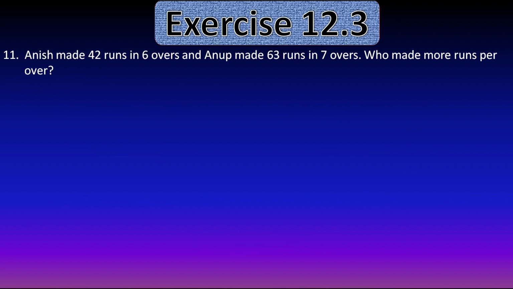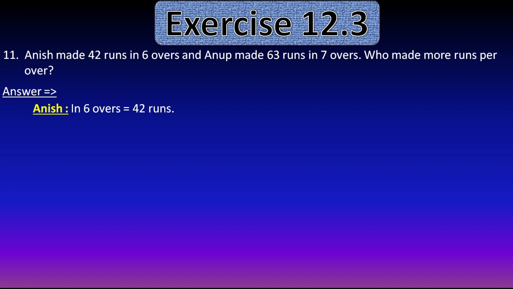Okay. Now the next question, that is 11th one. Anish made 42 runs in 6 overs and Anup made 63 runs in 7 overs. Who made more runs per over? Okay. So here, first of all, we will solve for Anish.